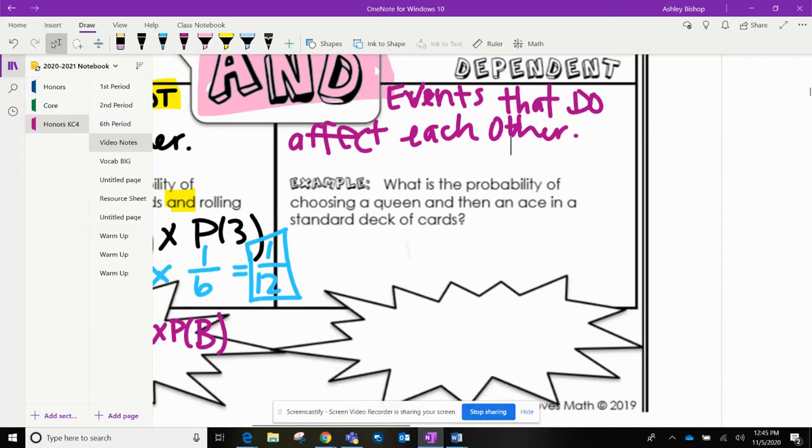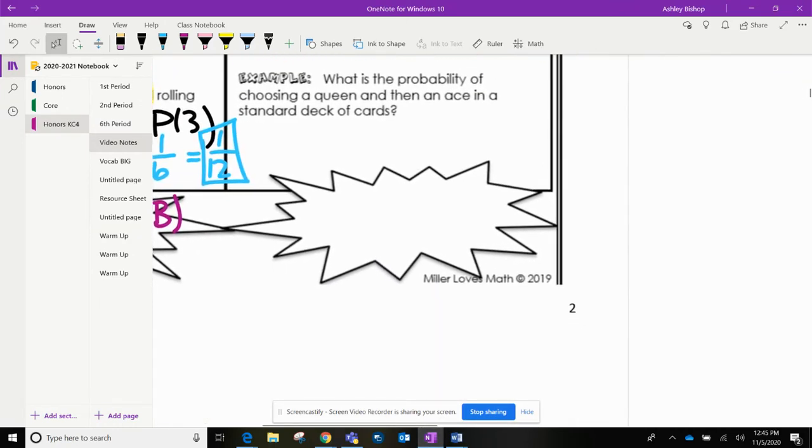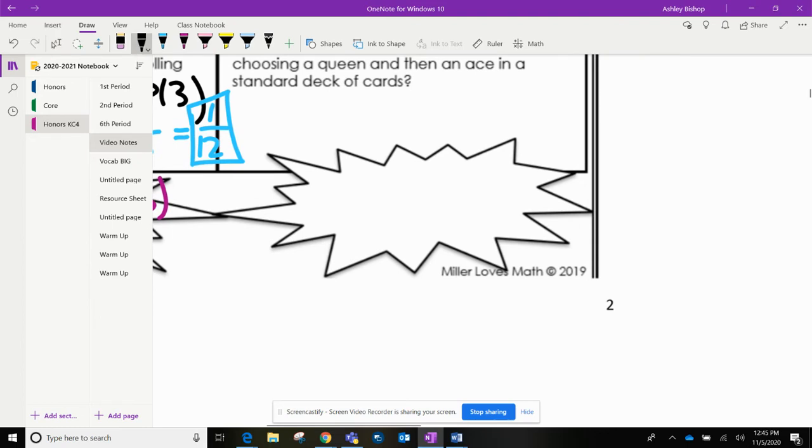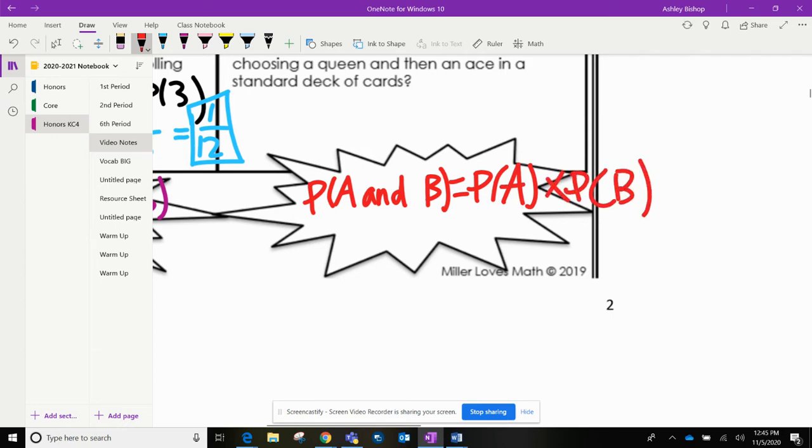Alrighty, so for dependent events, we are going to have the same formula actually. So let's write that down really quickly. For dependent events, I'm going to have the probability of A and B again. Oopsies. A and B. And that's going to be equal to the probability of A times the probability of B again, but we want to write ourselves a note here that this completely depends on A.